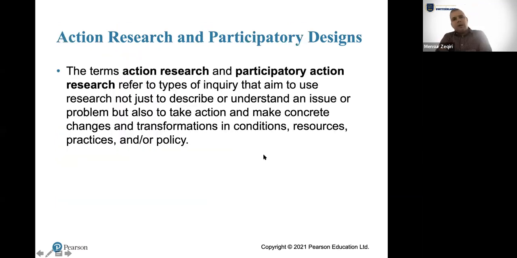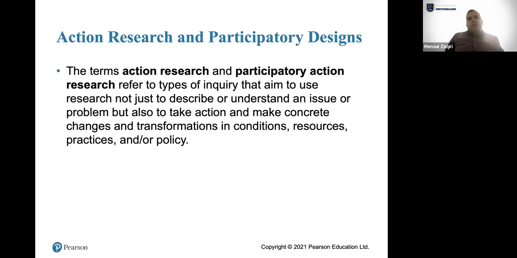So when we talk about action research, or participatory action research, we refer to a type of inquiry. And the aim of this kind of inquiry is to use research, as I said earlier, not simply to describe or understand an issue or phenomenon. The aim of this kind of research is to take action and to make concrete changes and transformations in conditions, resources, practices, or policies in this case.